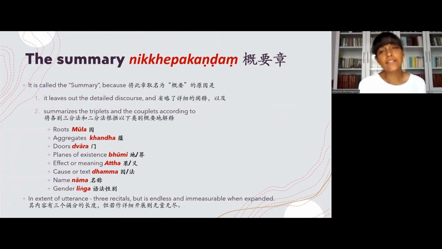So now let's see why the Nikkhepa kandaṃ is named so. It is called Nikkhepa kandaṃ, or the summary, because in one sense it leaves out the detailed discourse, and in another sense, it summarizes the triplets and the couplets according to 8 topics. These 8 topics are Mula, roots; Kanda, aggregates; Dvara, doors; Bhumi, planes of existence; Attha, effect or meaning; Dhamma, cause or text; Nama, name; and Linga, gender. When it comes to the extent, it is 3 recitals in length. But when it's expanded, it becomes endless and immeasurable.